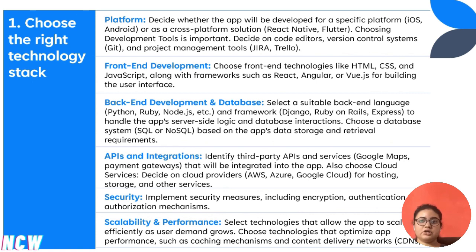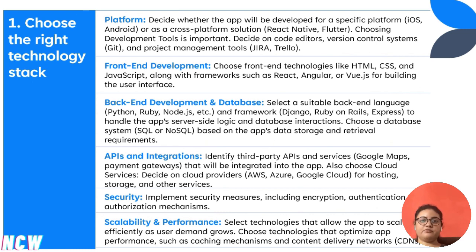To improve scalability and performance, ensure the chosen technology in your stack can handle your anticipated user load and provide a smooth and responsive experience. Tools like Load Impact or Apache JMeter can be used for load testing. Select technologies that will allow the app to scale efficiently as user demands grow.